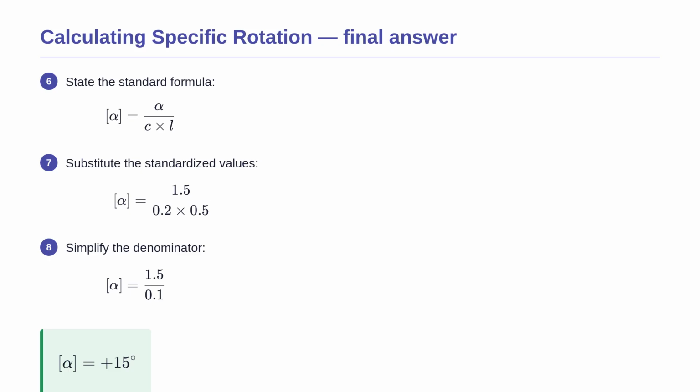Physically, this means that if you had a perfectly standard solution of 1 gram per milliliter in a 1 decimeter tube, this specific molecule would always rotate the light by exactly 15 degrees to the right.